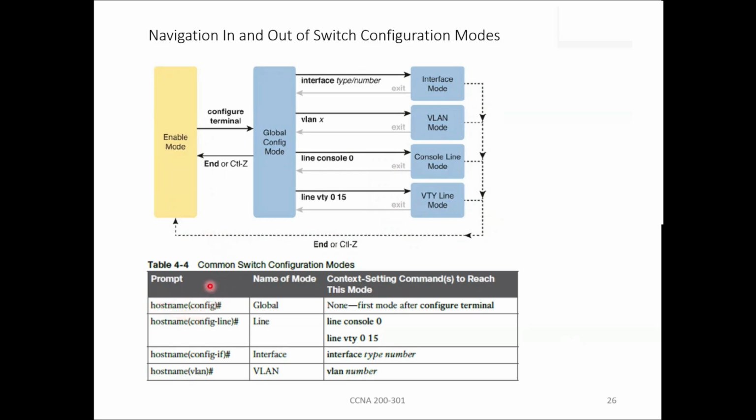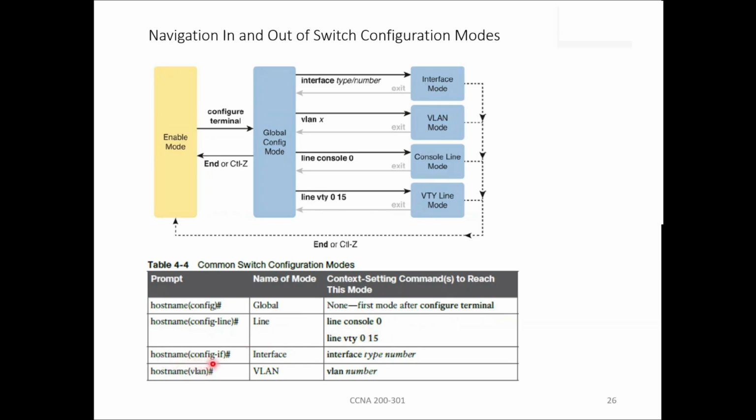So usually it works in this way. Hostname, we say hostname config, we call it global config mode. So none first mode after the config terminal, and hostname config line, that means you logged into the line where we may have console connections or VTY connections. So 0 indicating 1 connection, 0 to 15 indicating 16 connections.